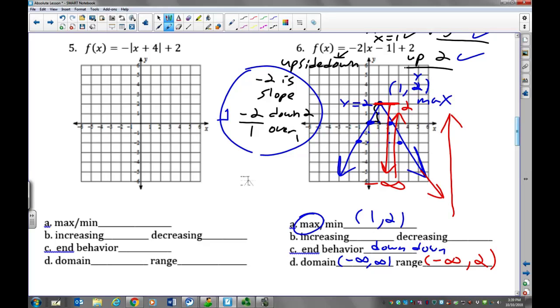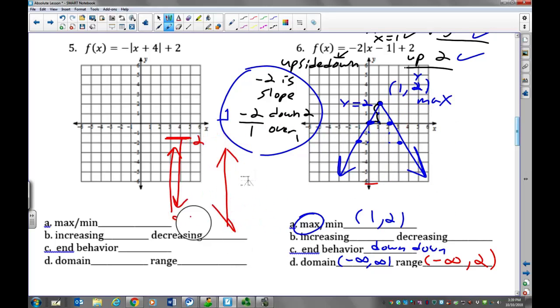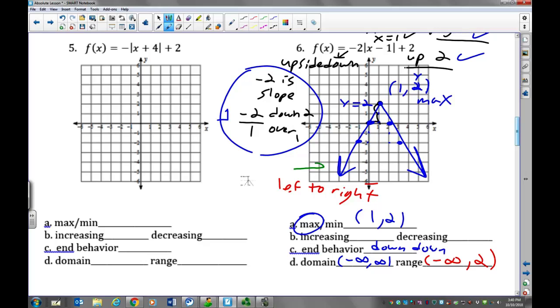Cool. So then, last but not least, the increasing, decreasing. Almost done, guys. Increasing, decreasing again is from left to right. As we go from left to right, we're going to see if we're increasing or decreasing and write it down. As we go from left to right, we're actually going upwards, climbing a mountain. And so we're going to be increasing from negative infinity to that x value.